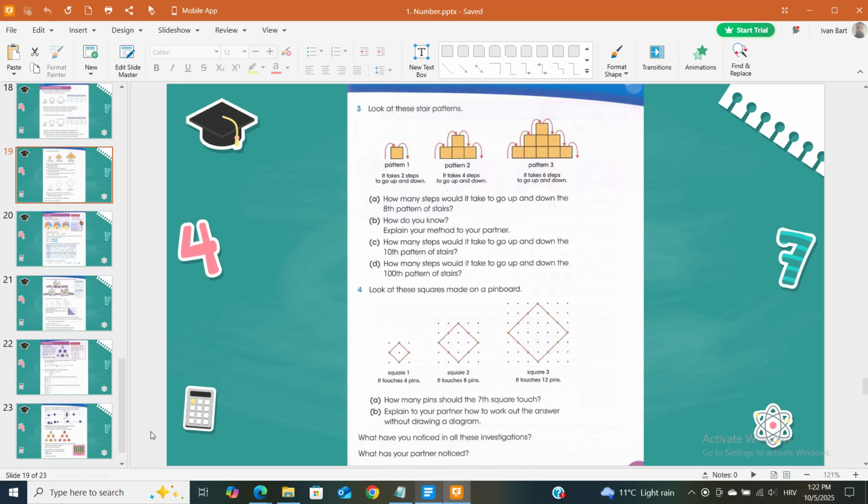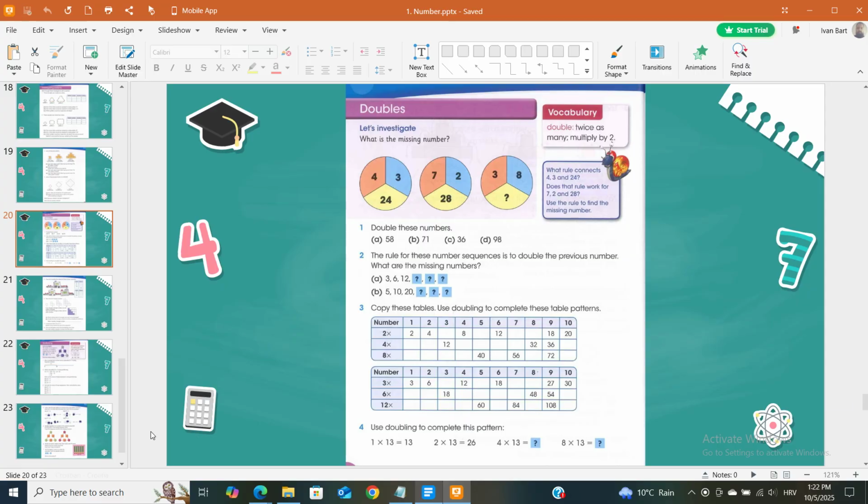What have you noticed in all these investigations? What has your partner noticed? Doubles. Let's investigate. What is the missing number? 24, 3, 28. Double these numbers. (A) 58. (B) 71. (C) 36. (D) 98. Vocabulary: double, twice as many, multiply by 2.